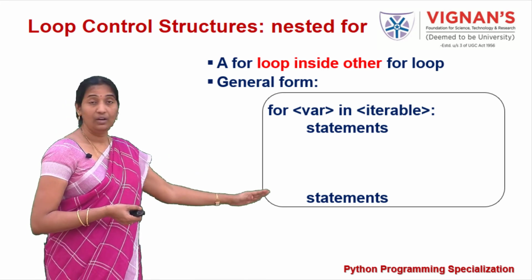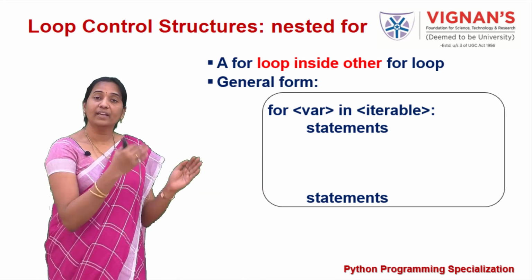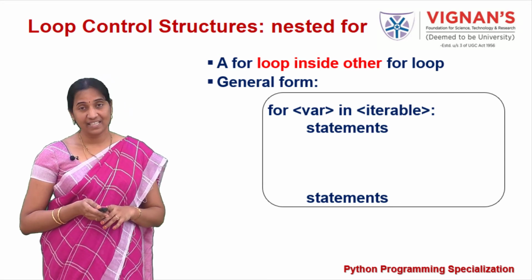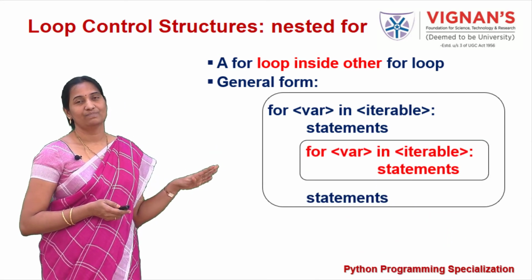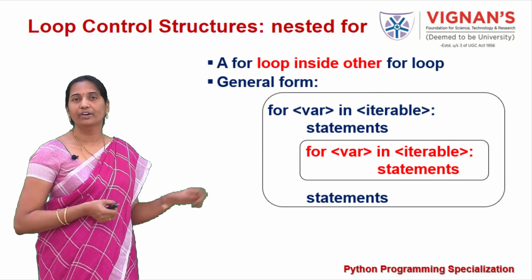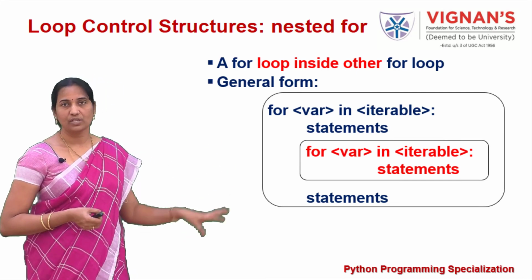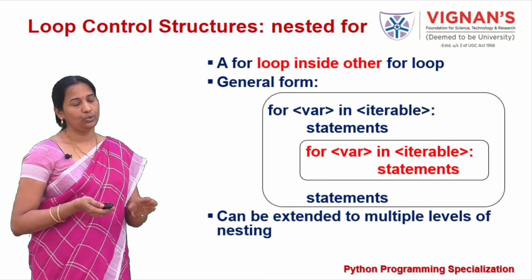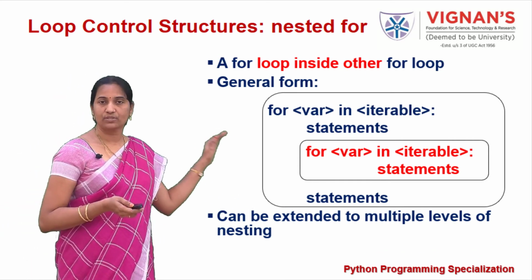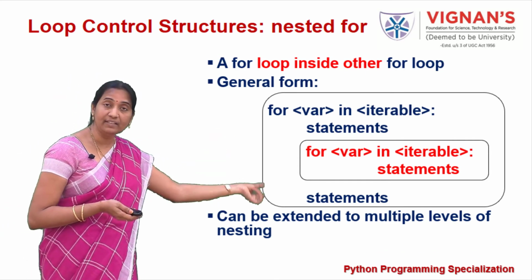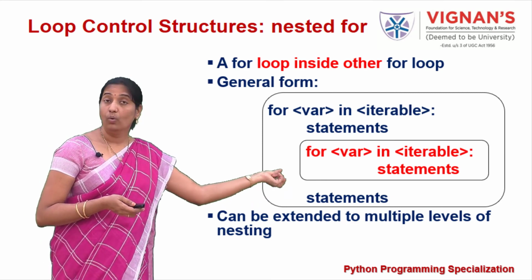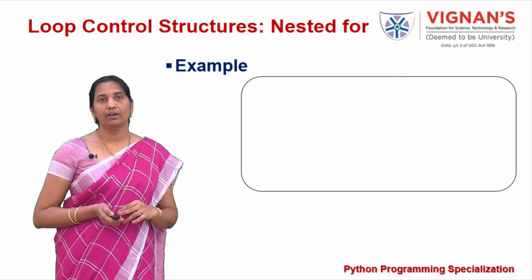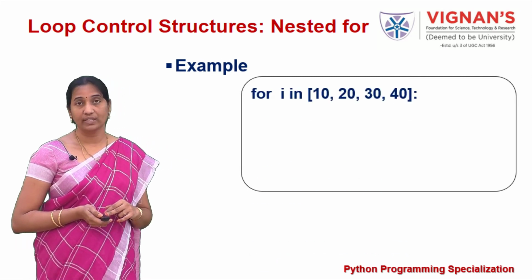Here I have a for loop structure. If I can bring one more for loop as part of this for loop, then I can say that the for loop is nested. This is how I am going to place a for loop as part of the other for loop. Now it becomes a nested loop structure, and it can be extended to multiple levels. It need not be restricted to one level. Again, inside the inner for loop, I can have one more for loop also. Like that, I can extend that to multiple levels. Now let's see an example of how we can use nested for loops.